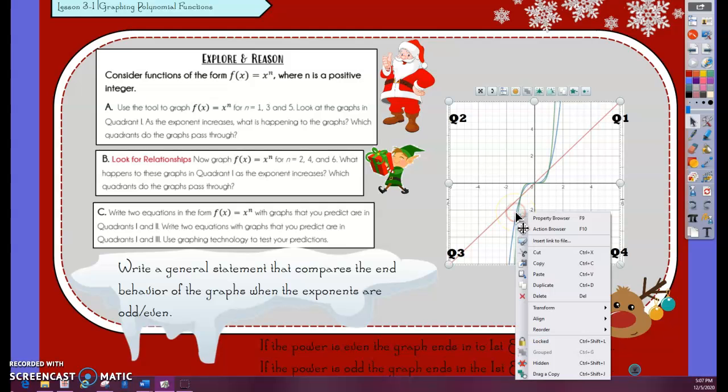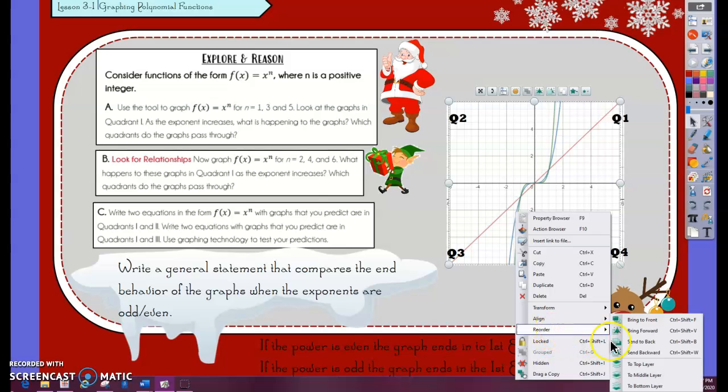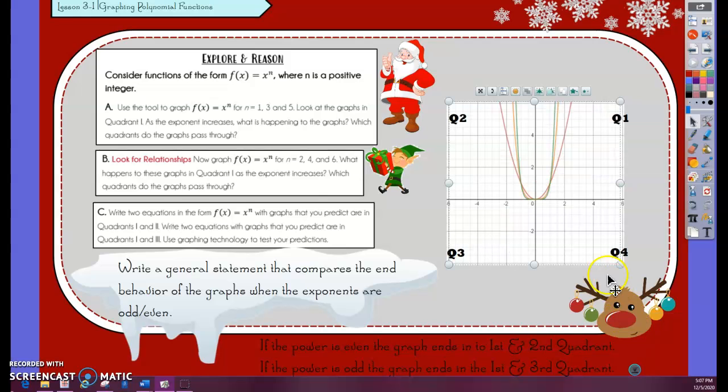Now, if we look at when the power is even, I would look at the red one, which would be x to the 2, and the orange or yellow one would be x to the 4th, and the green one would be x to the 6th. That's for part B. All of these have x to an even power. We note that they're all in quadrant 1 and quadrant 2. So those are some similarities. These ones generally look a lot like each other.